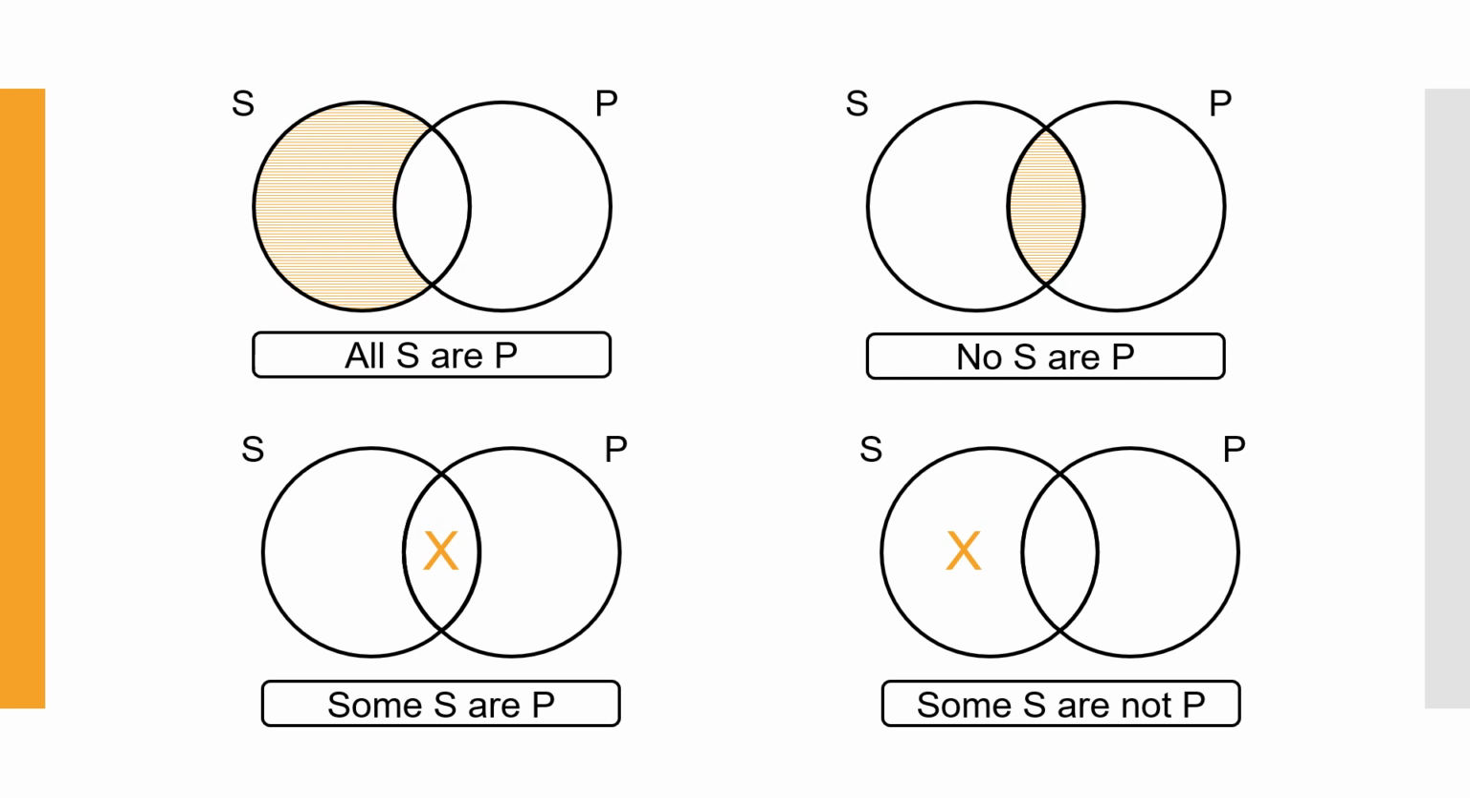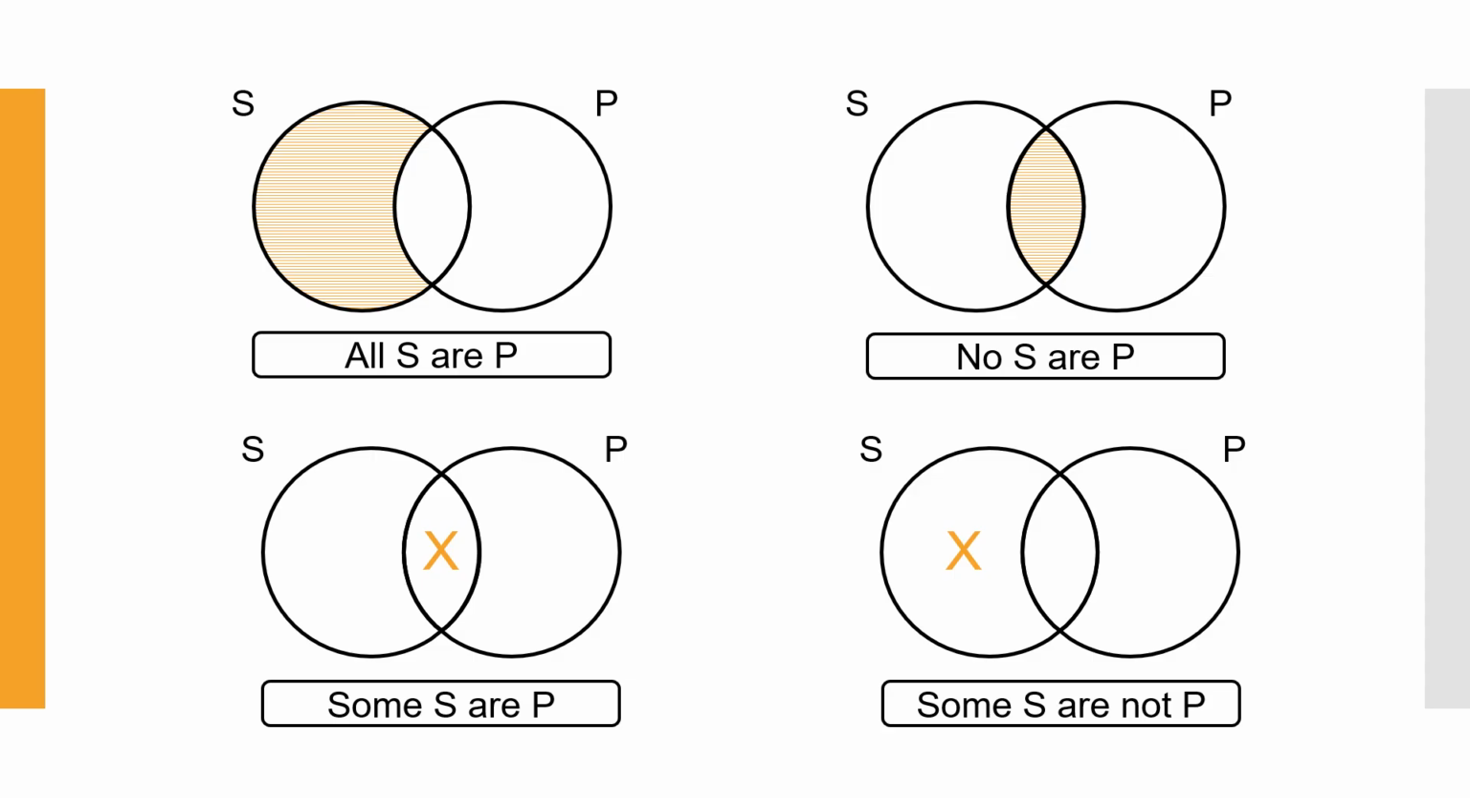And of course, the final possibility here is the particular negative claim, the some S's are not P's kind of stuff. And what we do here is simply put an X on the outside of the S circle to show that there is at least one thing that is in fact an S, but that is not a P and has nothing to do with the entire class or category of P.